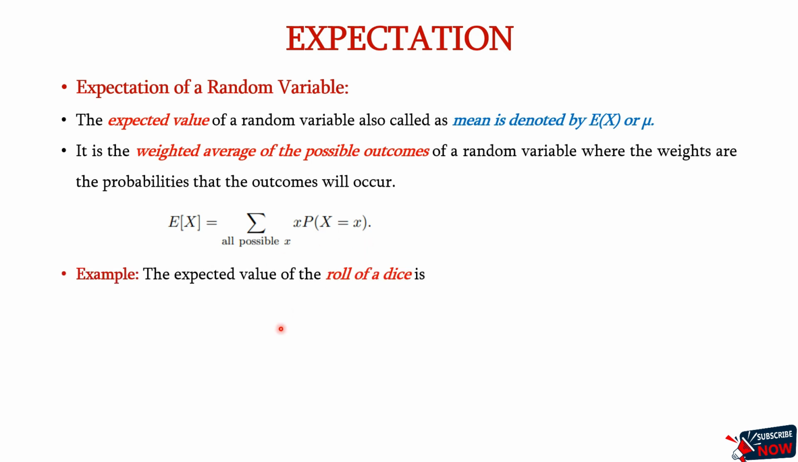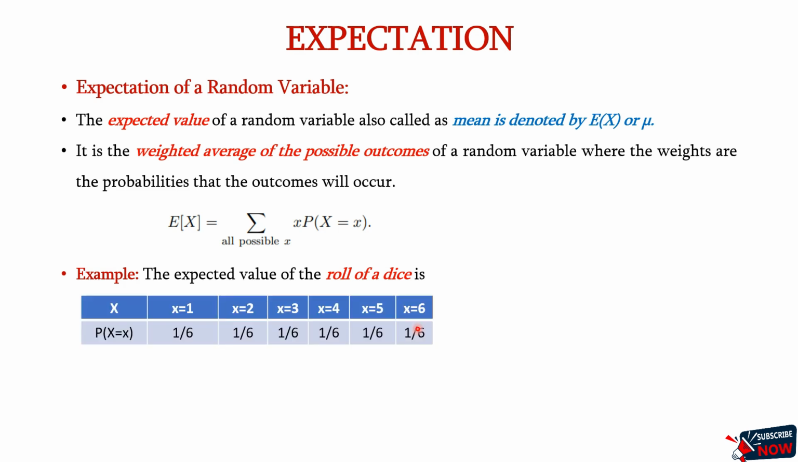Let us see an example for calculation of expectation. Consider the rolling of a dice. The expected value for the rolling of a dice can be calculated as shown here. So x contains the possible values it can take for rolling of a dice, so it is from 1 to 6. The probability of getting 1 in rolling of a dice is 1 by 6, 2 is 1 by 6, likewise up to 6.